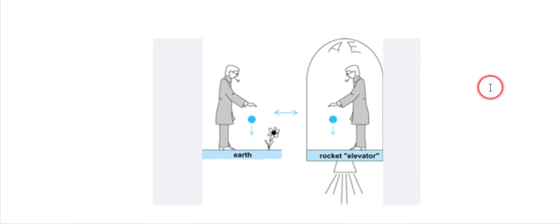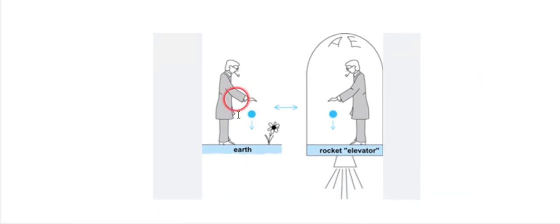You've seen these pictures many times. A person on Earth in a uniform gravitational field of 1g, the physics would behave exactly like it would if there's a person in a rocket ship that was accelerating at 1g. These people experience the same feeling.